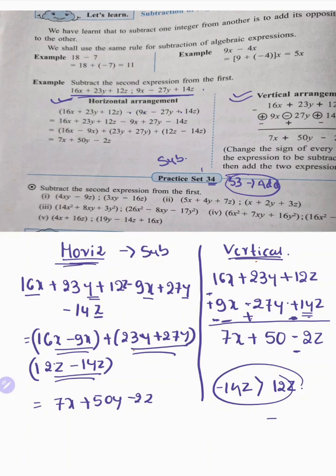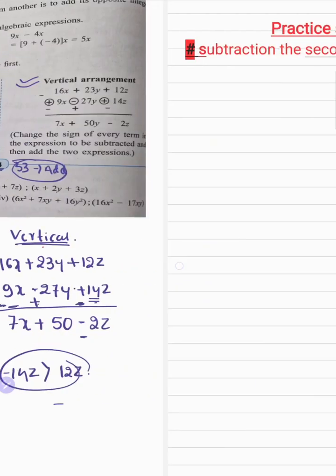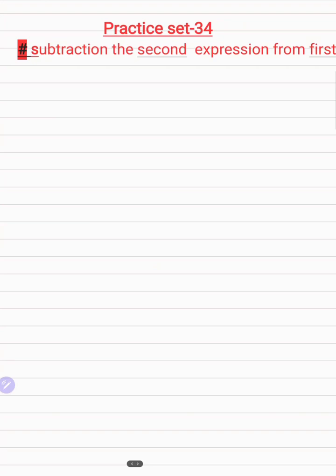So now we discuss the practice set of 34. The first question is 4xy minus 9z, minus 3xy minus 6z. We write it by both the horizontal and vertical methods.